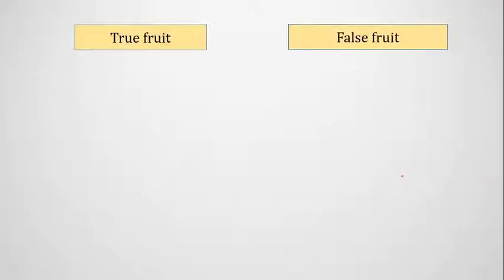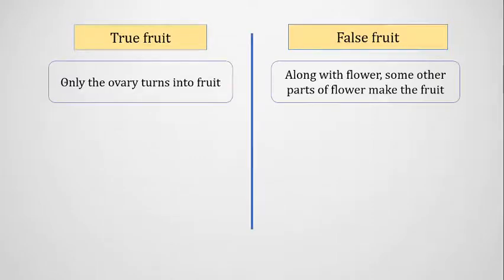Then we will discuss the categorization of fruits. We categorize fruits into two types, true fruits and false fruits, on the basis of which flower parts turn into a mature fruit. Actually, most of the fruits are considered true fruits. These are the fruits in which only the ovary contributes to the development of the fruit. When the fruit originates from the ovary and no other part of the flower, this type of fruit is called a true fruit.